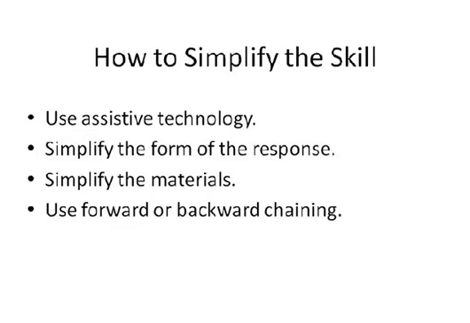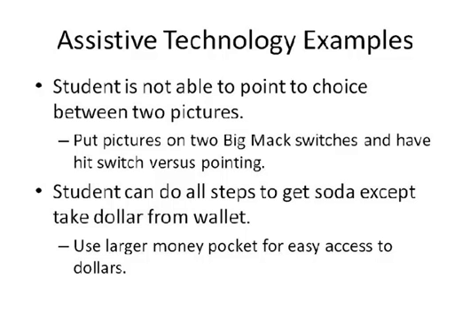The first one is when the student is making no progress. You can simplify the skill. You can do that in one of 4 ways listed here. The first one is to use assistive technology. For example, if the student is not able to point to pictures that you're providing, or if they're not able to identify information that's being presented to them, we could provide them with a more consistent way to respond, or opportunities to respond, by providing assistive technology for the student.